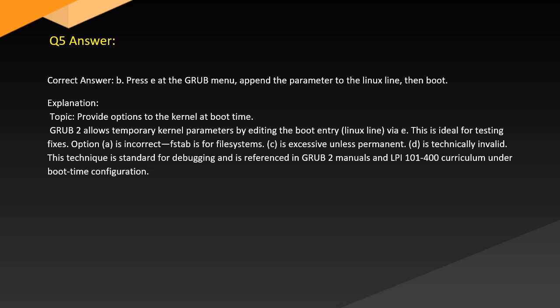Option A is incorrect; fstab is for file systems. C is excessive unless permanent. D is technically invalid. This technique is standard for debugging and is referenced in GRUB2 manuals and the LPI 101-400 curriculum under boot time configuration.